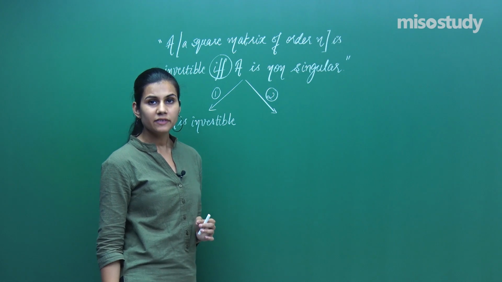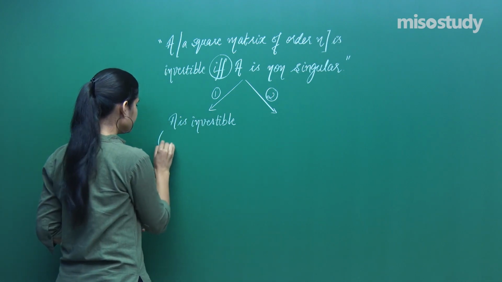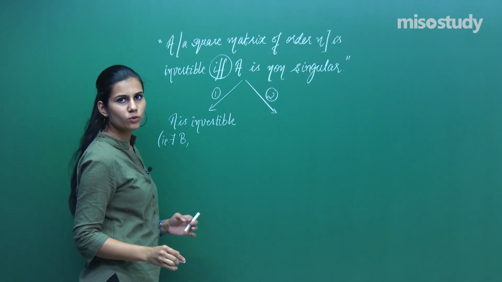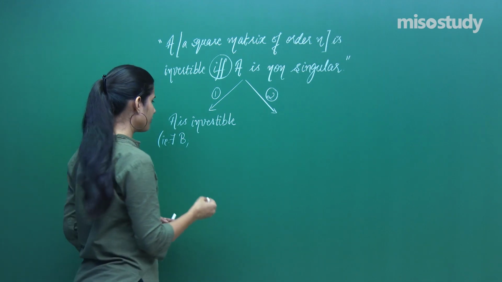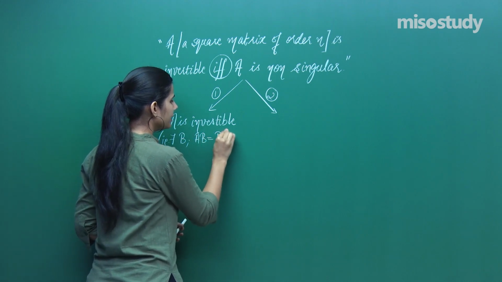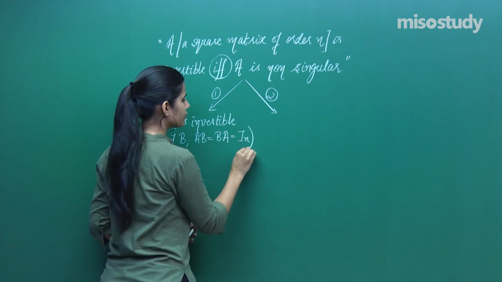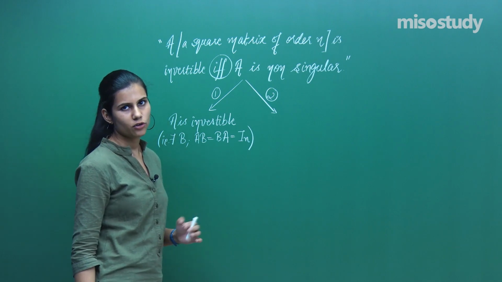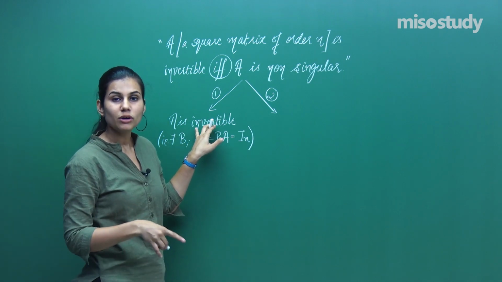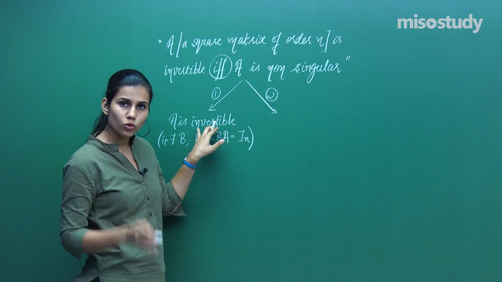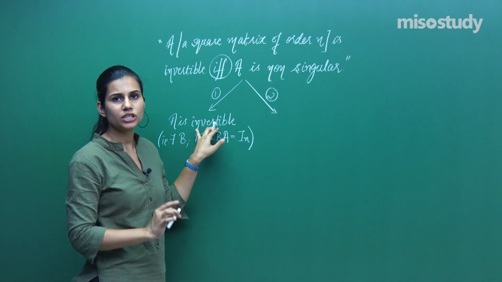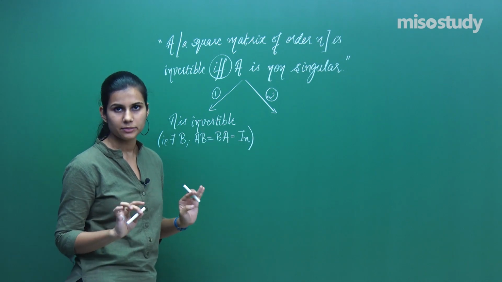That means you are given that there exists a matrix B, which is again a square matrix of the same order as A, such that A into B is equal to B into A equals the identity matrix of order n, where n is the order of A and of B. So A is invertible is given to you, you already know that A is invertible, that means there is definitely some B existing for which AB equals BA equals the identity matrix of order n.